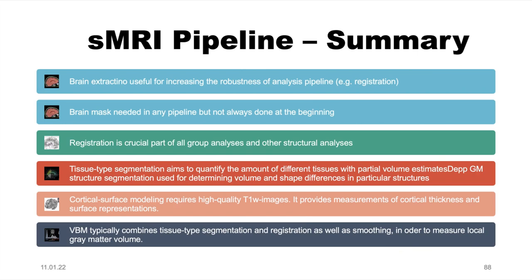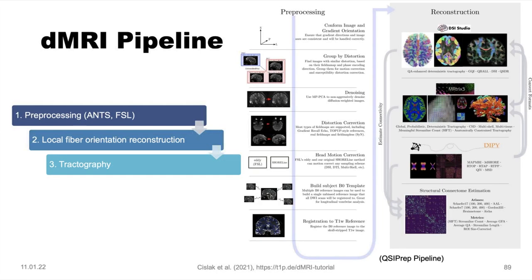So, okay, I think I will skip this summary because it's saying the same things I was telling you the last 10 minutes. And we come to the diffusion MRI pipeline. We'll just quickly go through those because the pre-processing is similar to the processing of the structural MRI data, with a specific focus on some things. After pre-processing of the data, we have to apply a model for the local fiber orientation reconstruction, and then we can build a model of a tractogram. So the white matter tracts from one gray matter voxel to another one.